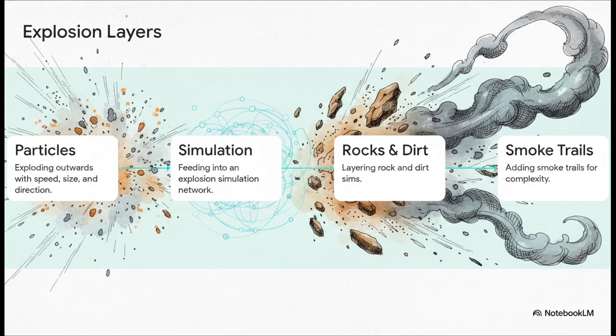First, in step 1, artists create the base particles exploding outwards, strictly defining their speed, size, and direction. Then, step 2, they feed those particles into a simulation network. But they don't stop there. Step 3 involves layering in entirely separate simulations for rocks flying and dirt kicking up. And finally, step 4, they add intricate smoke trails to give it that crucial final layer of chaotic complexity.